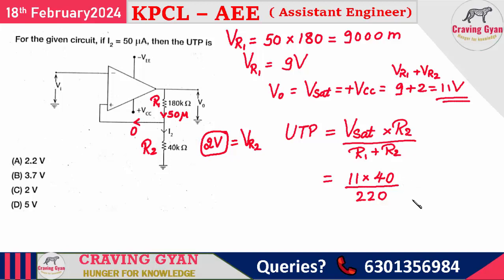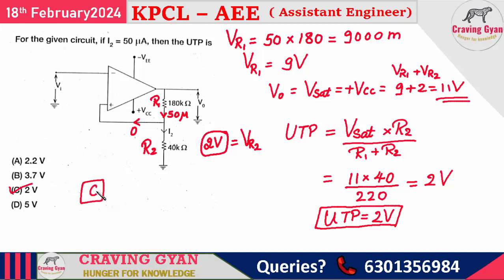So what is the term that you have left is 11 multiplied by 40 is 440. 440 divided by 220, you are going to get it as 2 volts. So the value of UTP is 2 volts. The corresponding option that is going to follow is option C is correct.